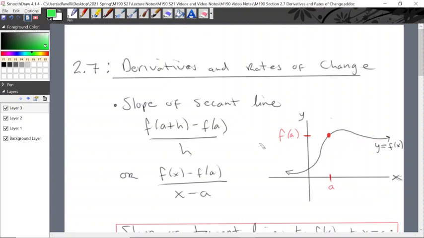And here are our objectives for section 2.7, derivatives and rates of change. The slope of a secant line, which we can interpret geometrically as the slope of a line, but formulaically by either of these two formulas here. This is between a fixed point, I've plotted a fixed point here in red, and a moving point, a point that is going to get closer and closer to the fixed point.